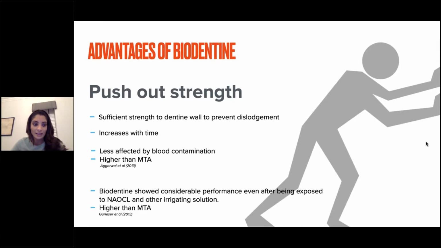What we know from studies is that it's slightly less affected by blood contamination than other materials, such as MTA. And the studies are a little bit mixed, but most studies show that it has a slightly higher push-out strength compared to MTA. And one of the good properties about it is that once it's had its initial set, you can use sodium hypochlorite and other irrigating solutions on it without causing too many problems with the Biodentine.